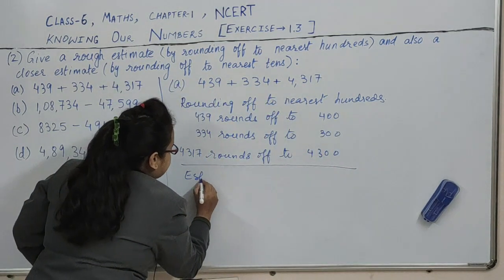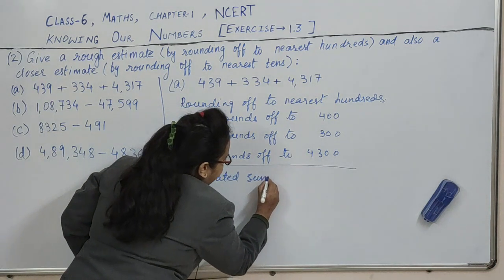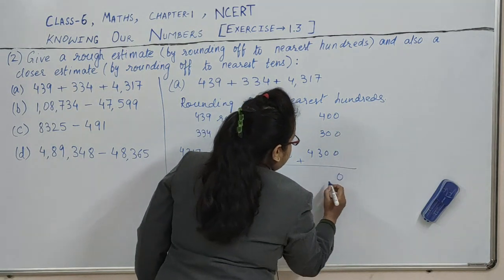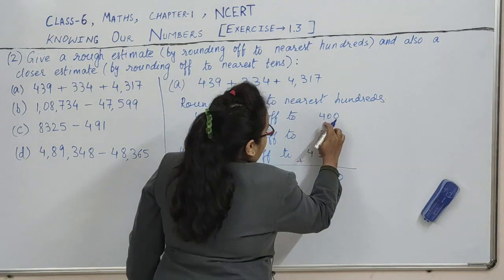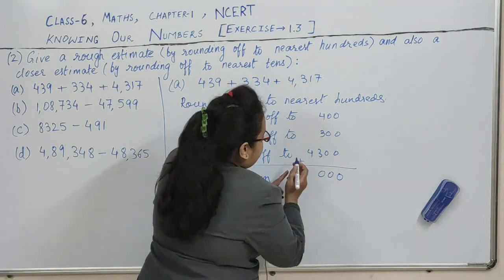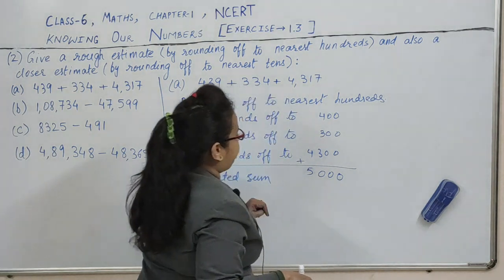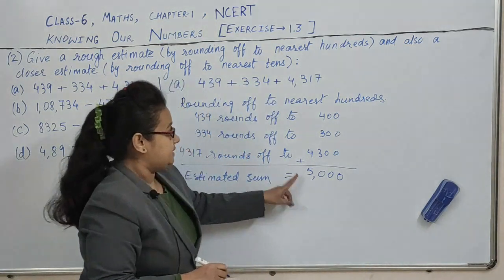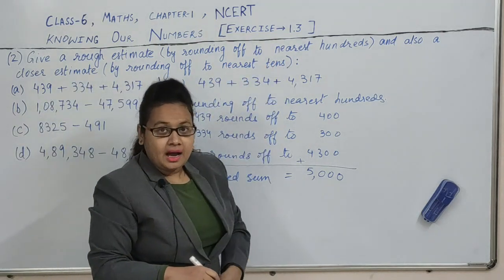So estimated sum. Now we will add it all. We have to add these. 0 plus 0 plus 0 is 0, 4 plus 3 is 7, 7 plus 3 is 10, 1 carry, this is 4 plus 1, it is 5. Okay, so it is 5,000. The estimated sum is 5,000 when we are rounding off to the nearest hundreds.